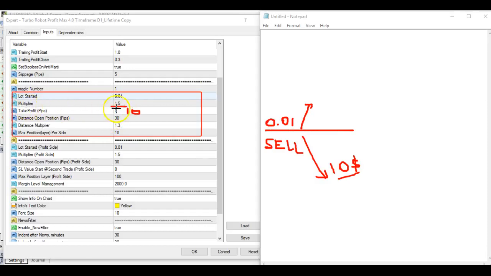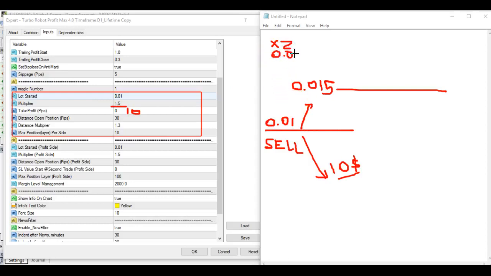If your setting here is multiplier 1.5, then this 1.5 you multiply with 0.01. So that is the next lot size position here. Your lot size will be 0.015, means 0.015 lot size, because you multiply by 1.5. If you multiply by 2, this is 0.02, right?